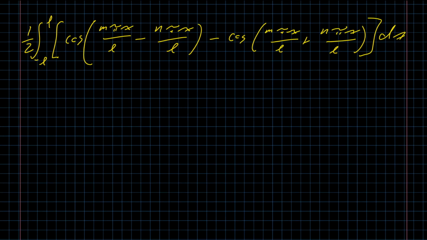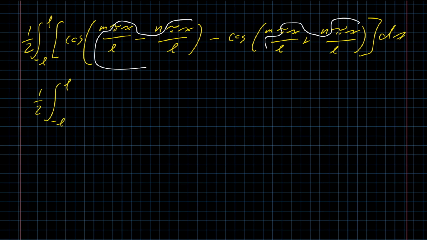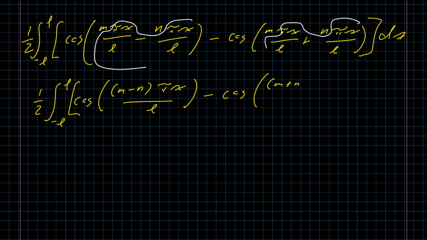Great. Now inside these arguments, we've got pi x over L's that keep repeating. So we can clean this up a little bit. 1/2 integral from negative L to L of cosine of (m minus n) pi x over L minus cosine of (m plus n) pi x over L.